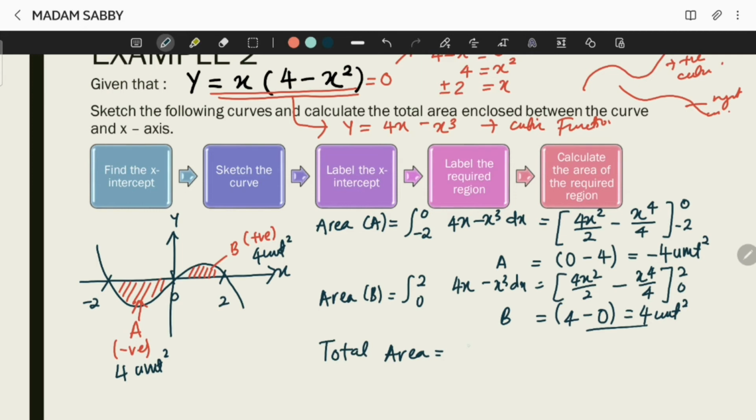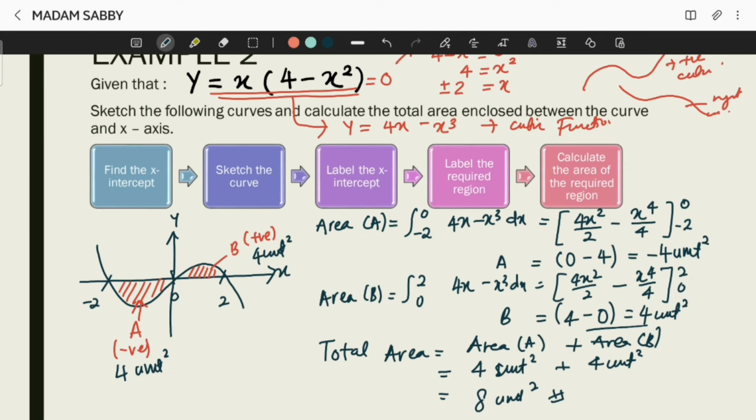Total area means you have to add up the area for region A plus the area for region B. When we calculate the total area, we ignore the sign. So this is 4 unit square plus 4 unit square. So in total, for this function, the area enclosed between the curve and the x-axis is 8 unit square. So those two different examples were looking for the area enclosed between the curve and the x-axis.